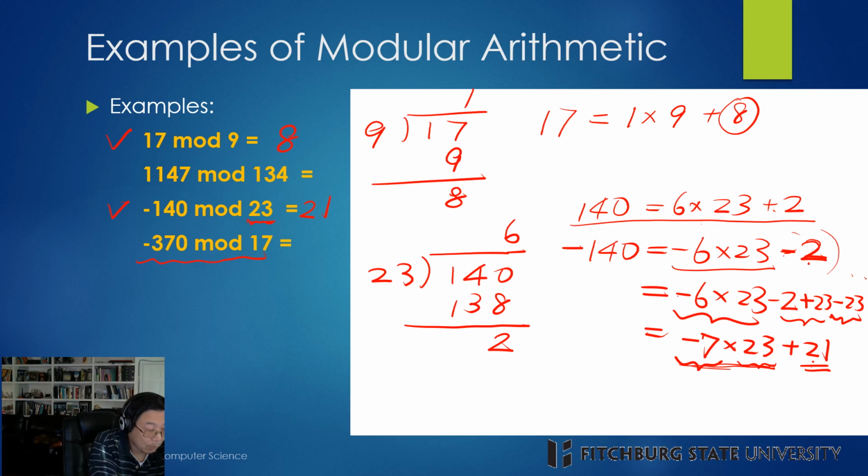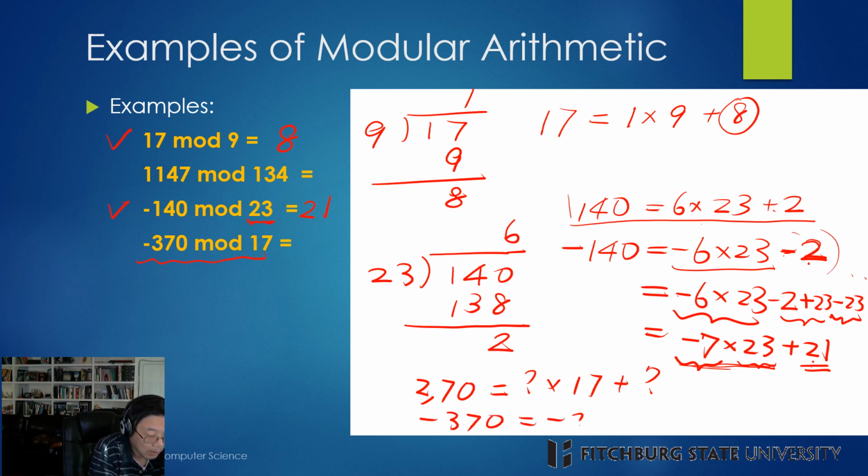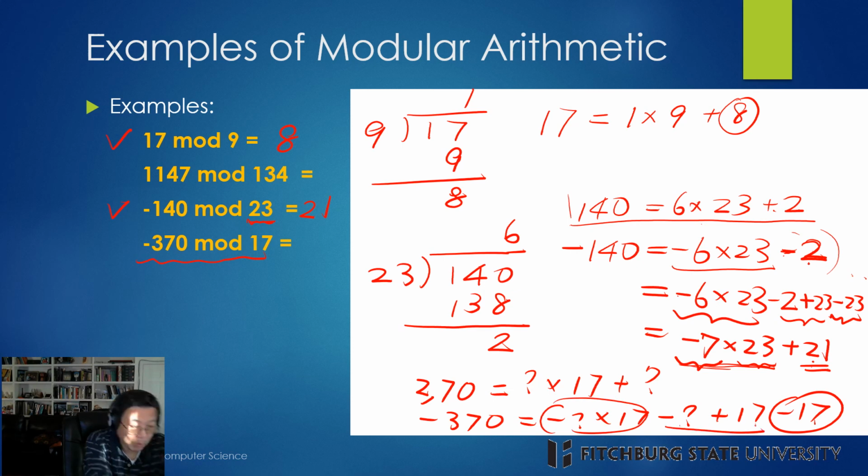Same thing we can do with the last one. We can first create this relationship. What is 370 divided by 17? So it's 17 times a quotient plus the remainder, which is positive. Then we put the negative 17, and we can add 17 and subtract 17, combine this minus 17 with the first term, and then the remainder becomes a positive number. So I leave that for you.